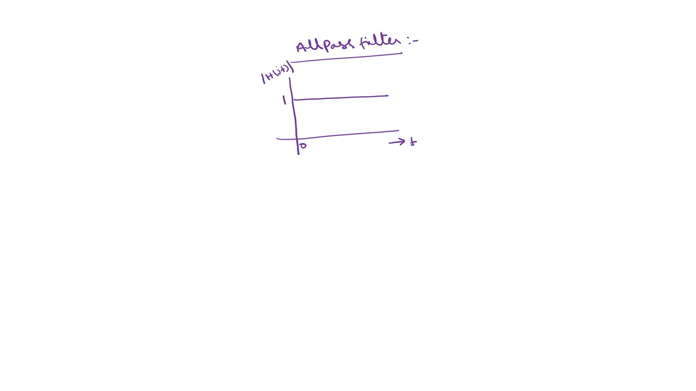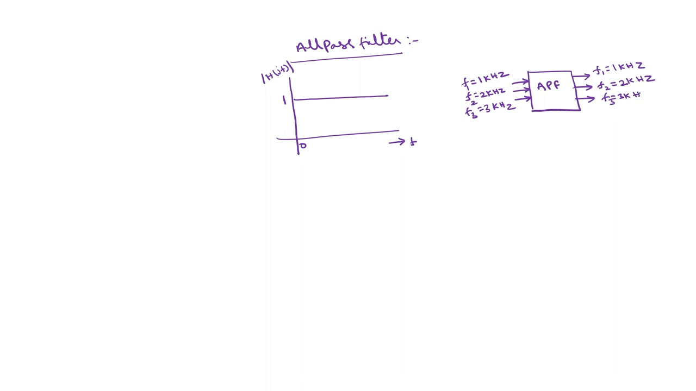Then what is the use of this all pass filter? For this all pass filter, if I apply say 3 input frequencies, say f1 is equal to 1 kilohertz, f2 is equal to 2 kilohertz, f3 is equal to 3 kilohertz, the output will have all the three frequencies. Then what is the need of an all pass filter?